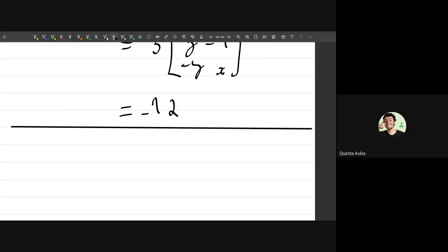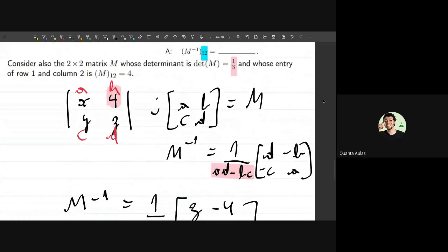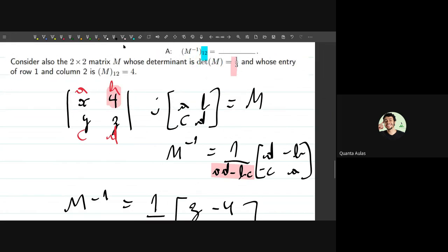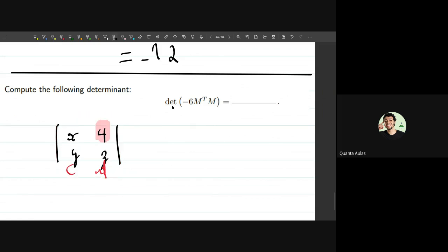Let me see. This seems harder. Compute the following determinant. Oh my God. This determinant is a little strange, because we don't have the values of the matrix M. Our matrix M is this. Do you remember? This is M. Technical problem, sorry. So I will copy and paste, and erase some things.